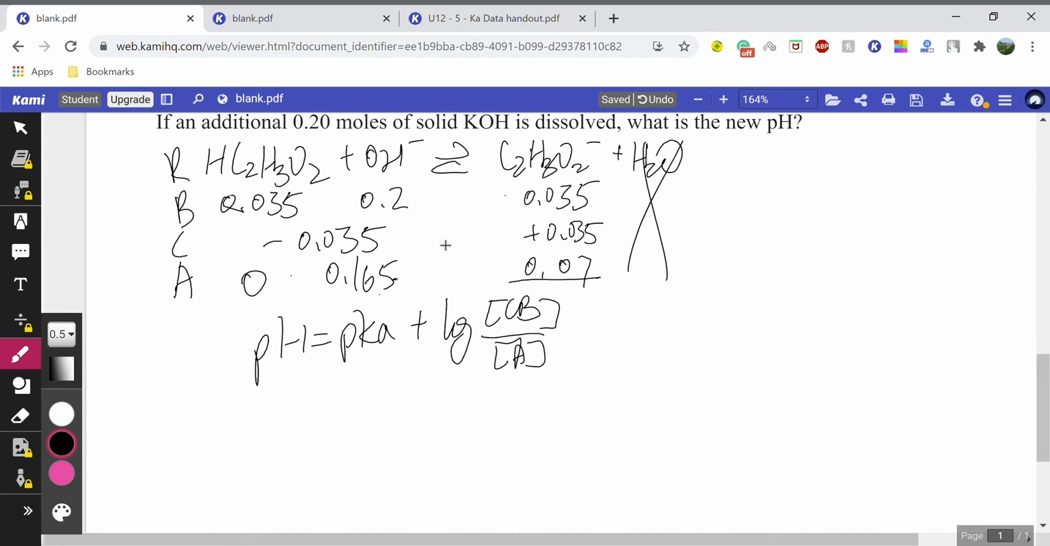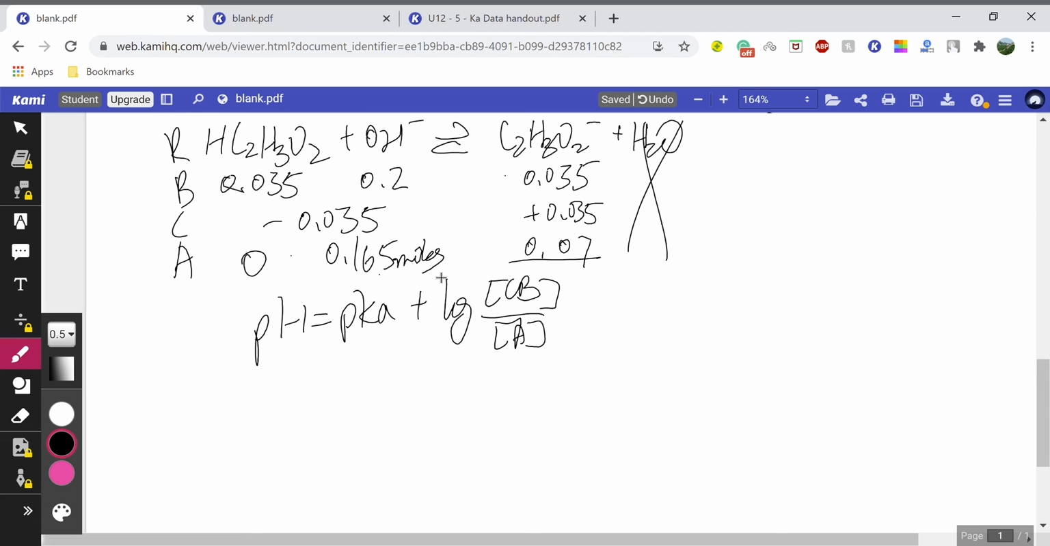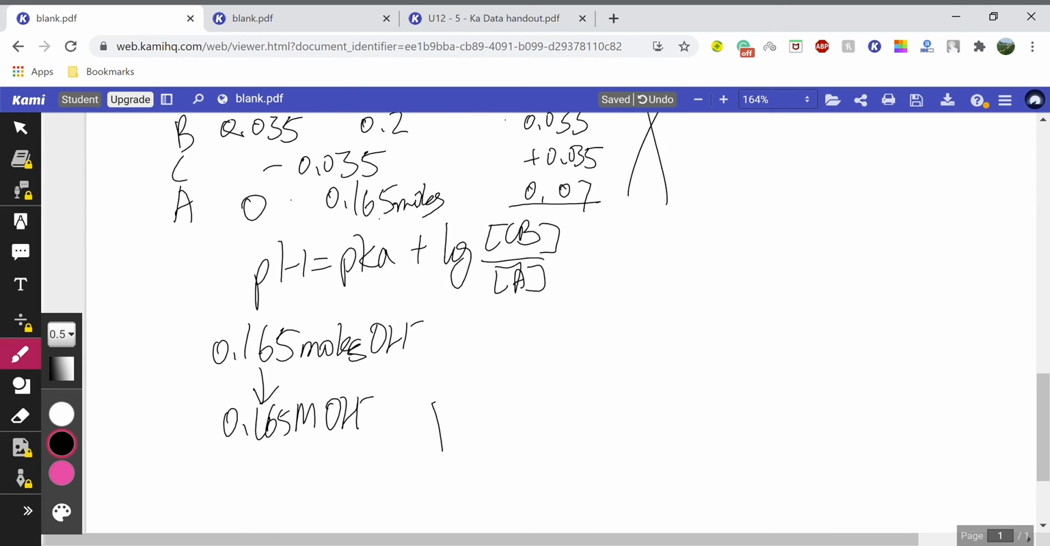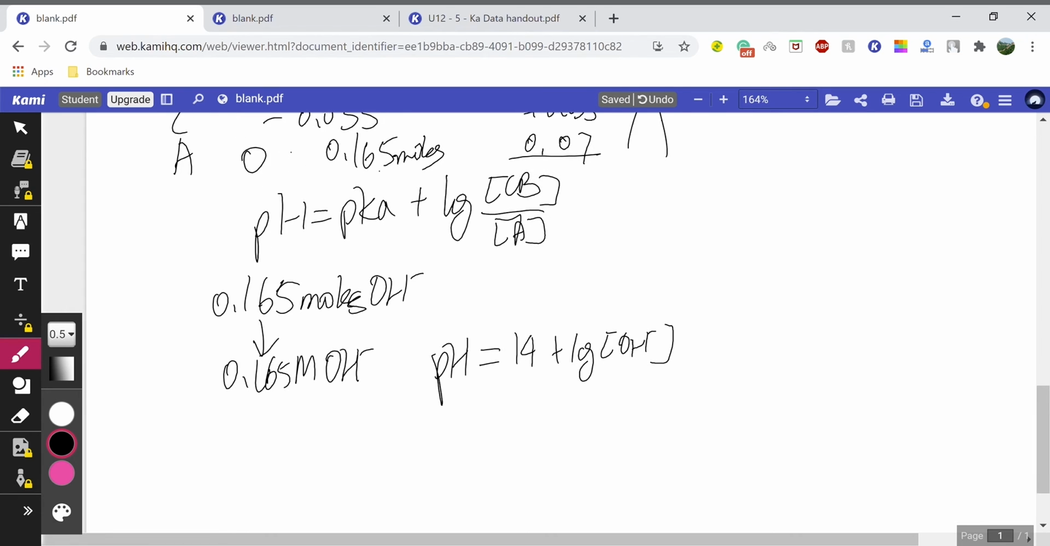So let's convert this 0.165 moles of OH minus back into molar. So we're going to have 0.165 moles of OH minus converted into 0.165 molar of OH minus. Now that is done, we can use pH is equal to 14 plus log of the concentration of OH minus. So we can do 14 plus log of 0.165, and that gives us a pH of 13.22. And that is our new pH.